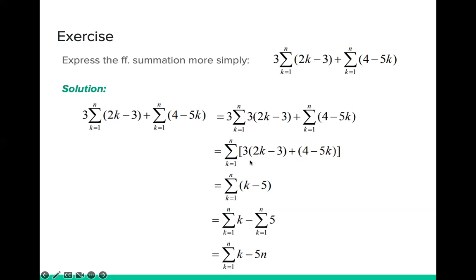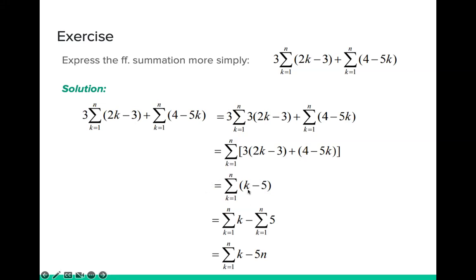Okay, so now after factoring out the summation, we can now evaluate this. So this will result to k minus 5, which is much simpler compared to this original equation, right? So how did we arrive to k minus 5? So we have 6k minus 9 plus 4 minus 5k. So we have 6k minus 5k, that will result to k. And we have negative 9 plus 4, that will give us negative 5. So that's why we have k minus 5.